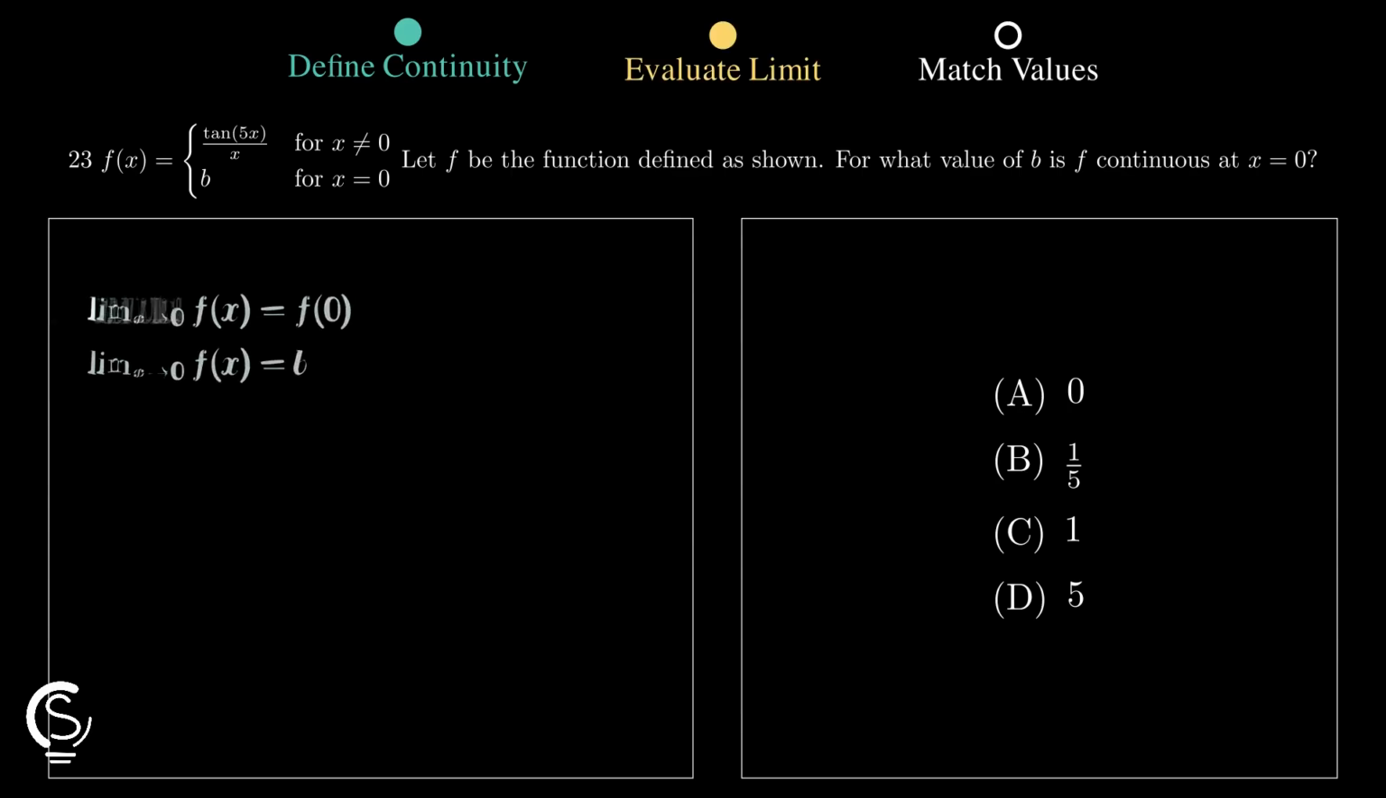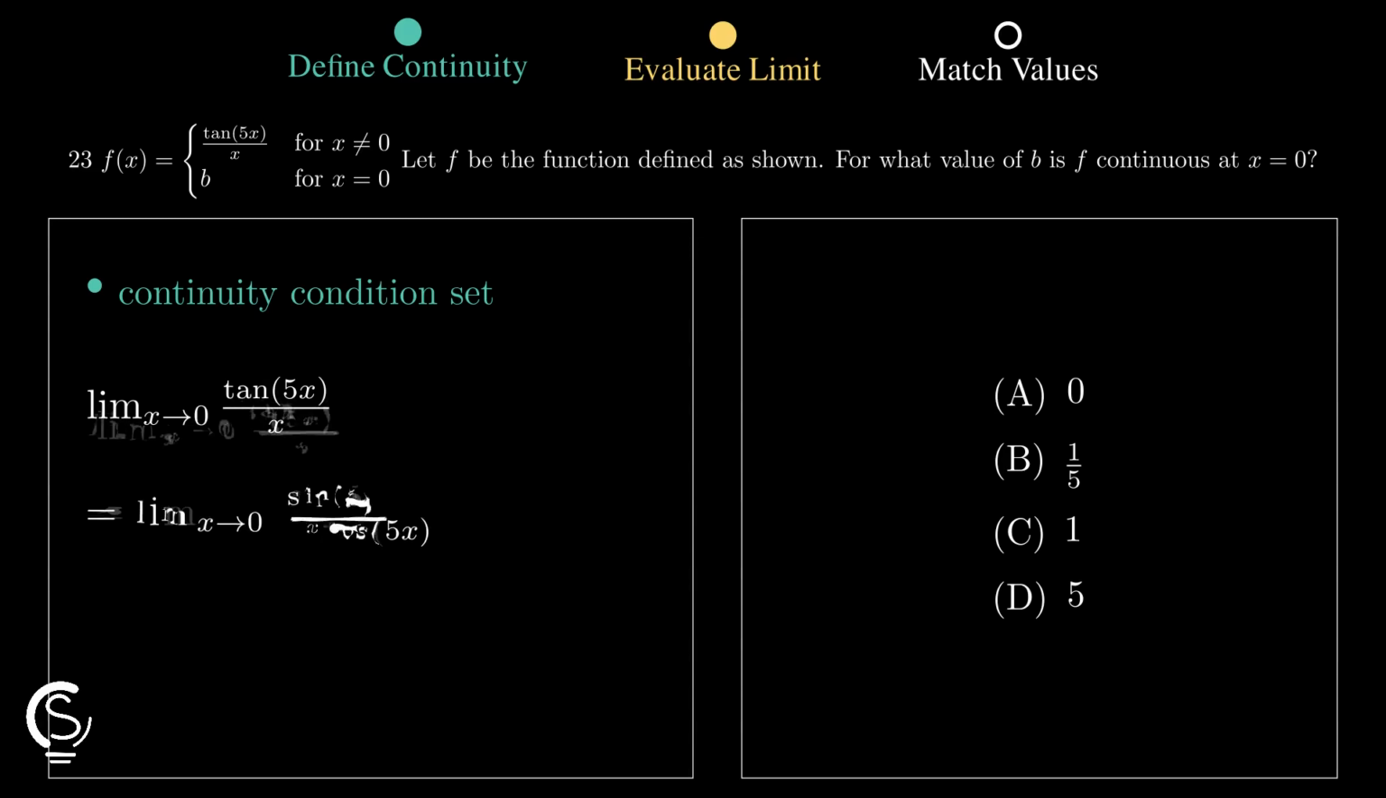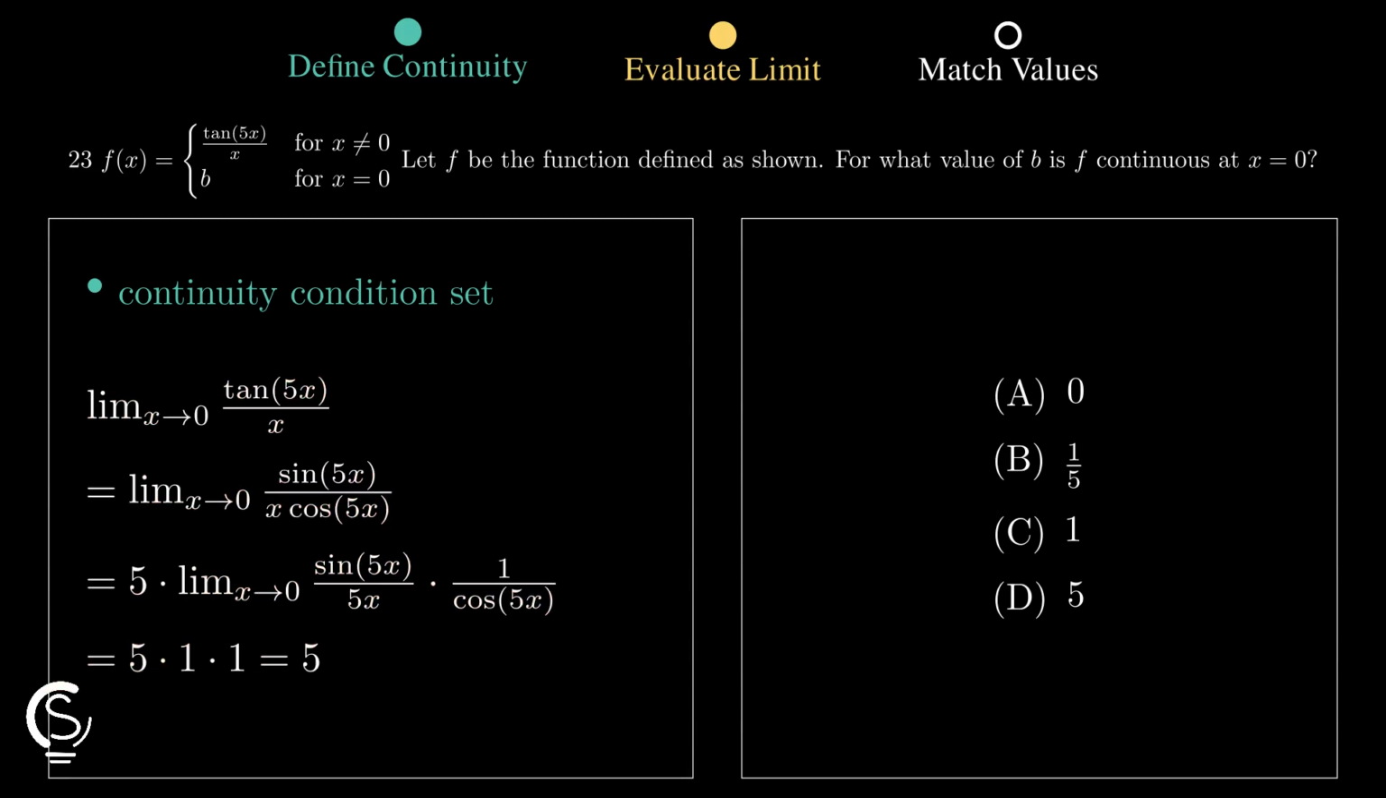We evaluate the limit of tangent 5x over x. By splitting this into sine 5x over 5x times 5 over cosine 5x, the limit simplifies to 5.